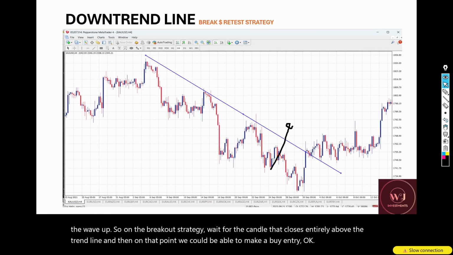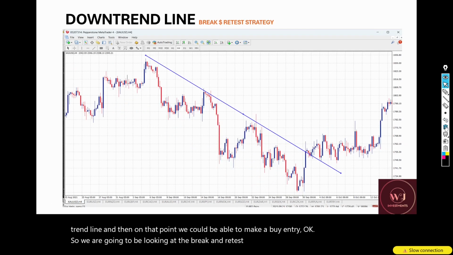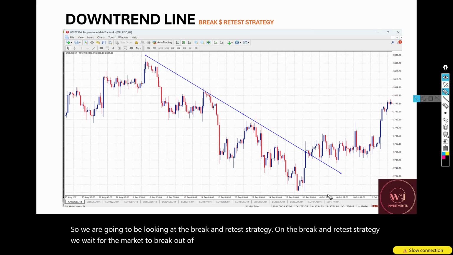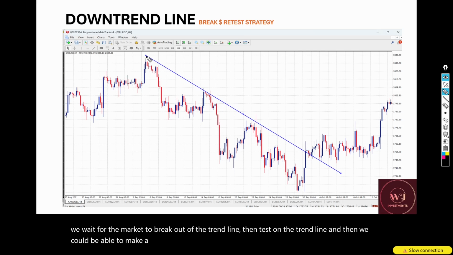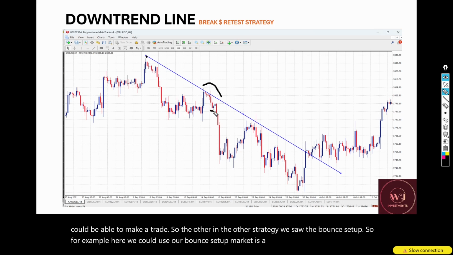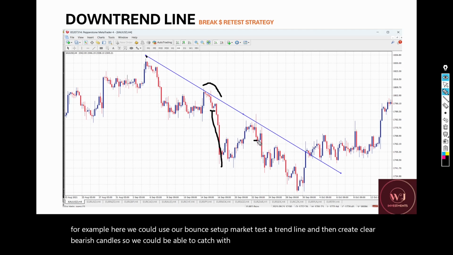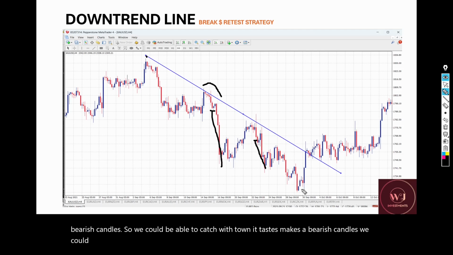So we are going to be looking at the break and retest strategy. On the break and retest strategy, we wait for the market to break out of the trend line, then test on that trend line, and then we could make a trade. In the other strategy, we saw the bounce setup. For example, here we could use our bounce setup: the market tests the trend line, and then creates clear bearish candles, so we could catch the wave down.